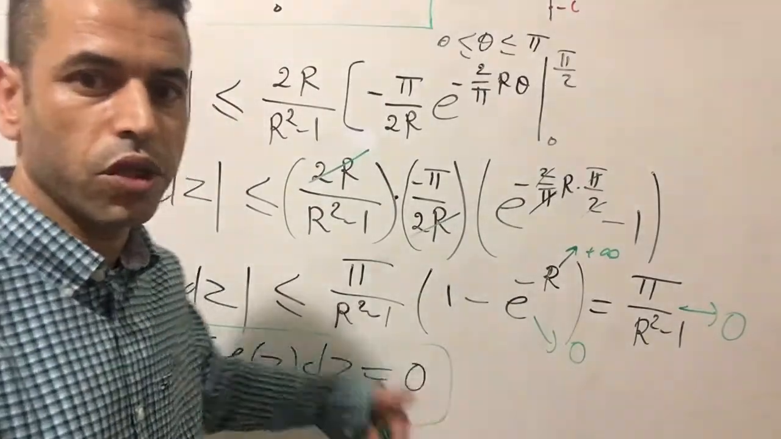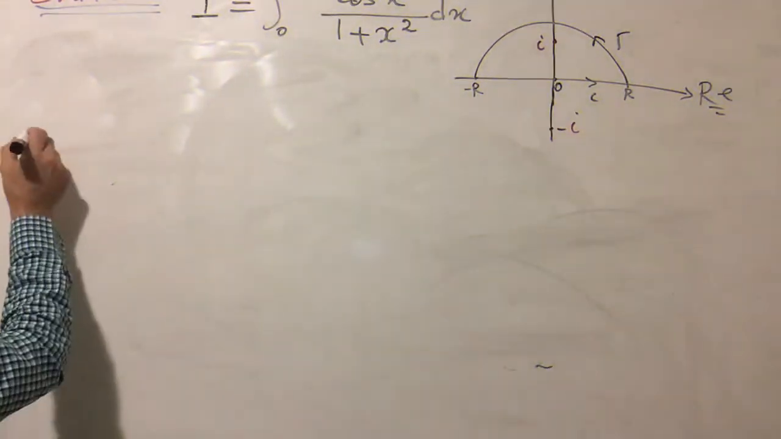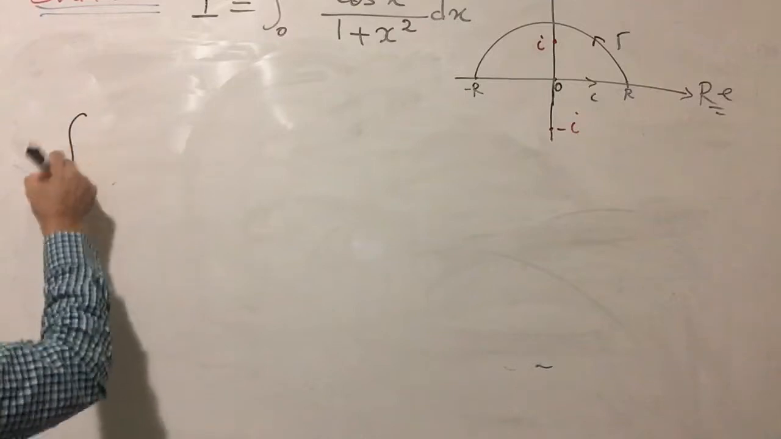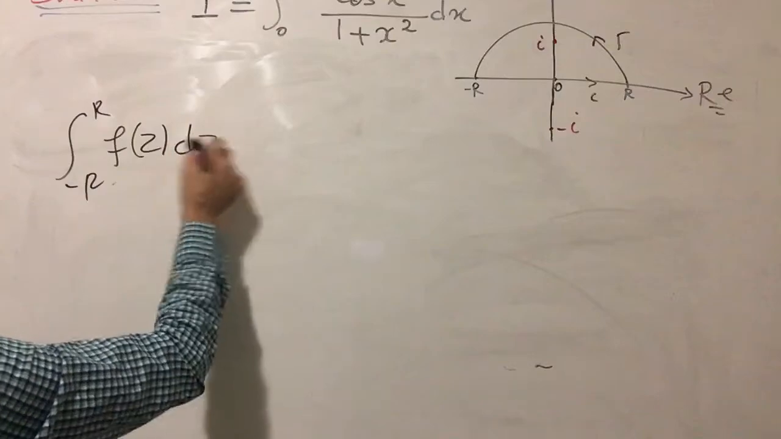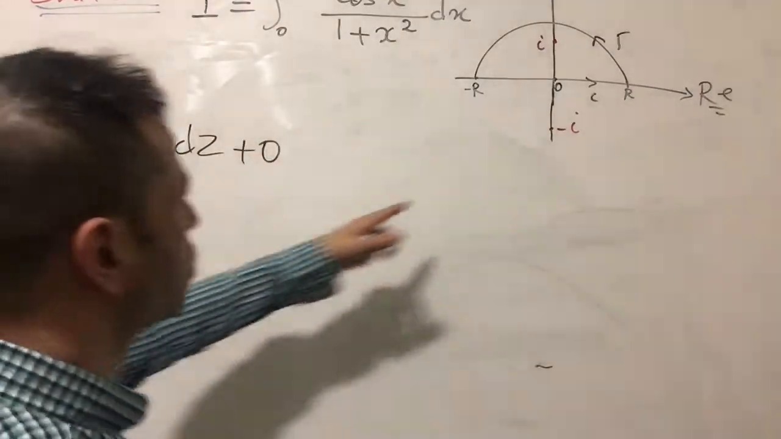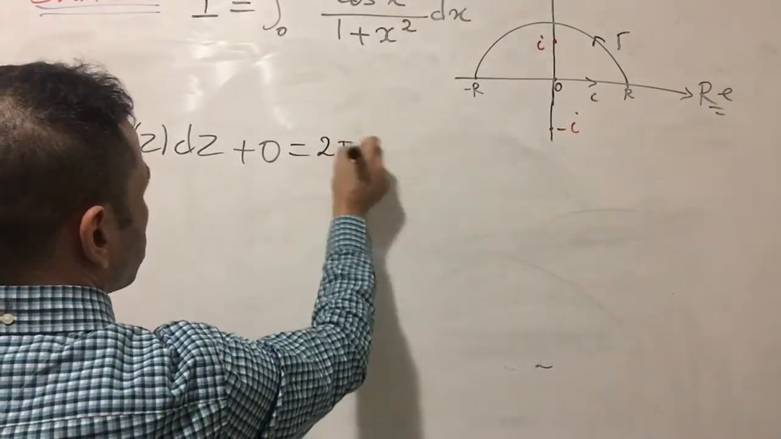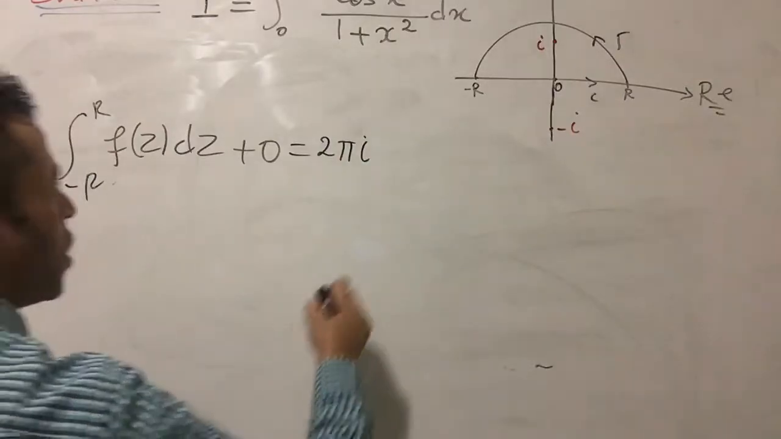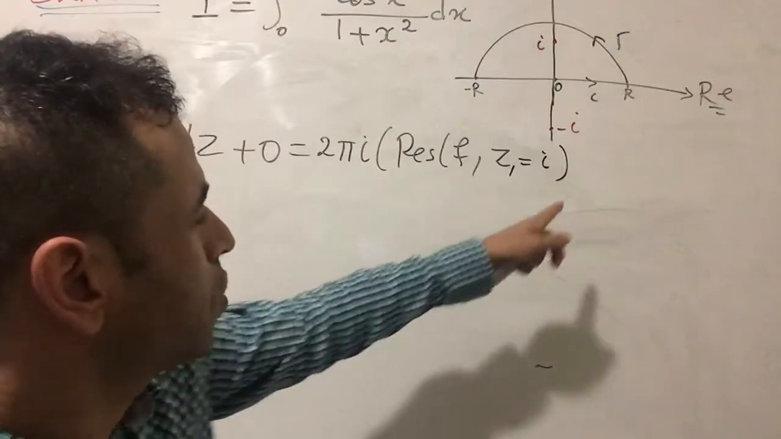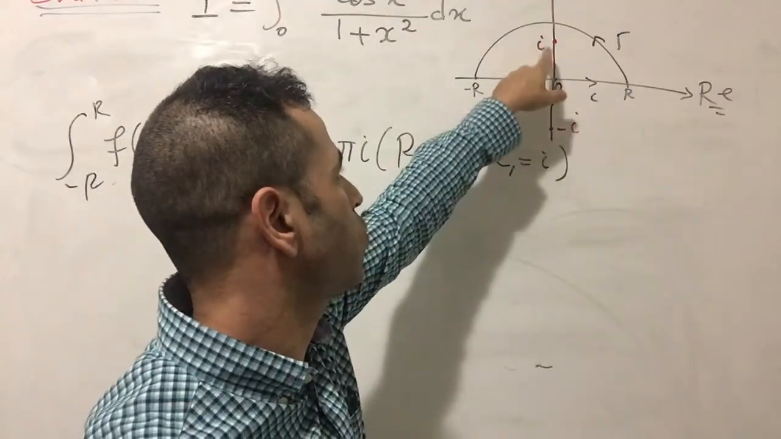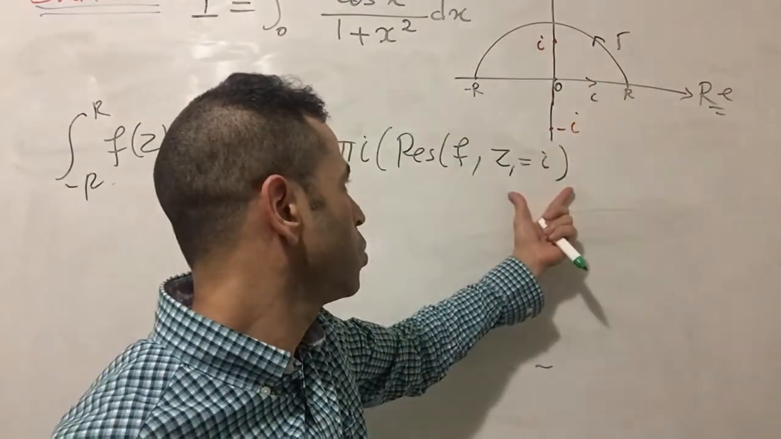Now I'm almost done. Just bring this one at the top and continue with our problem. So I'm going to summarize this. We have the integral from minus r to r of f of z dz, plus 0 from the integral over gamma, equal to pi times i times the residue at z equal to i. Okay, because this pole i is inside of this closed contour, minus i was outside. That's why we didn't put two poles here.